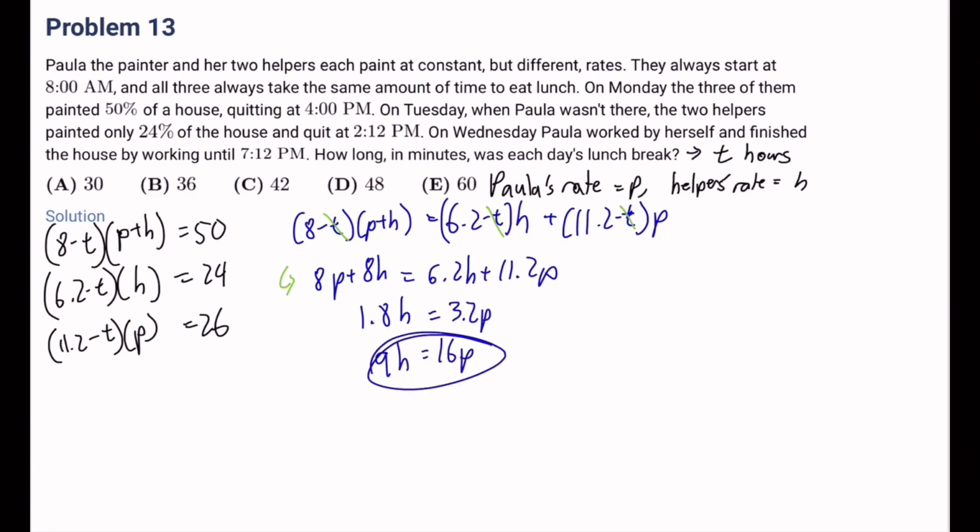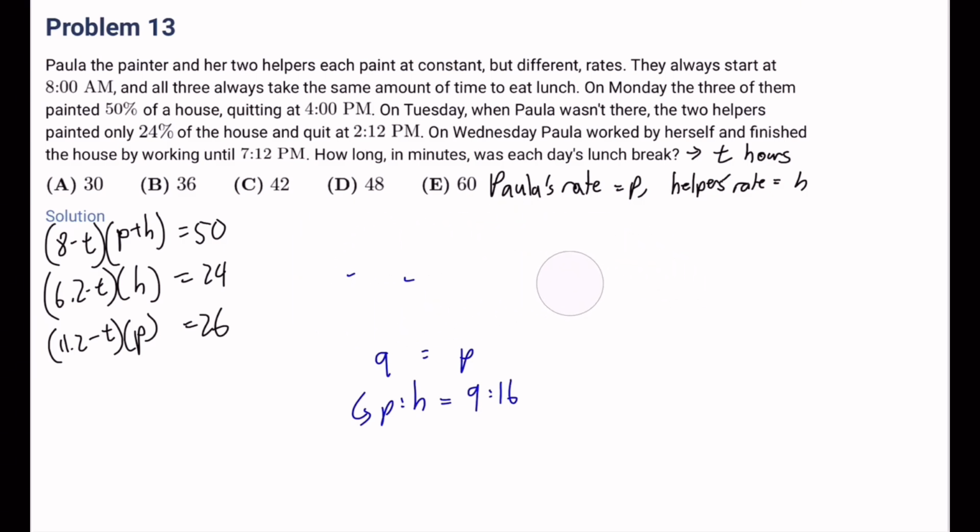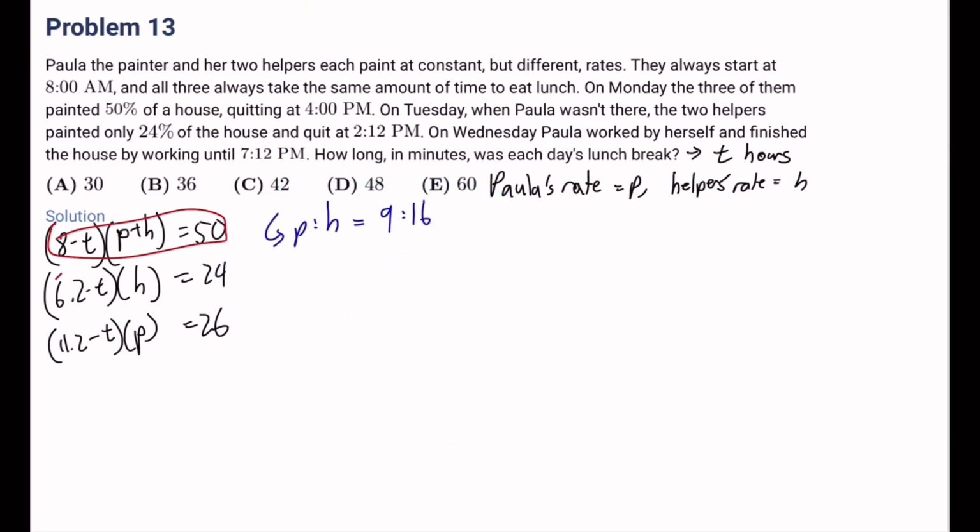We now know that 9H equals 16P. So that means Paula to helper, this ratio is equal to 9 to 16. So that's all we need right now. So Paula's rate to helper's rate, that is 9 to 16. And then using this, we will just compare these two, right? So comparing those two, since this is 50 and this is 24, now we can see that 24 times (8 minus T)(P plus H) is equal to 50 times (6.2 minus T)H.